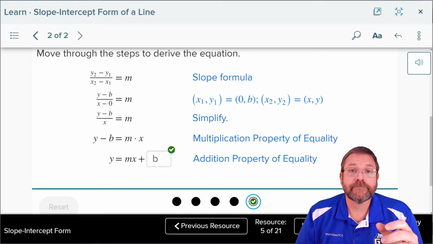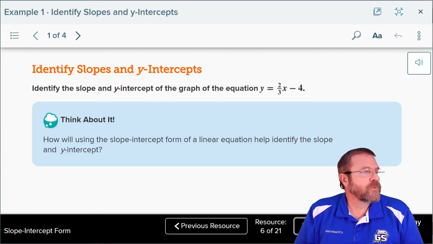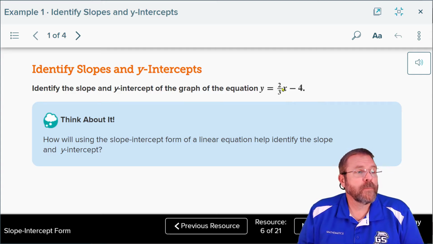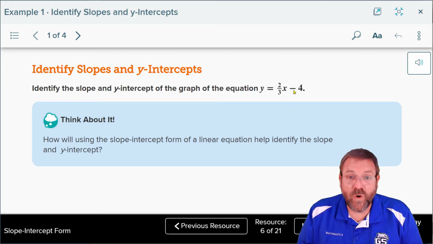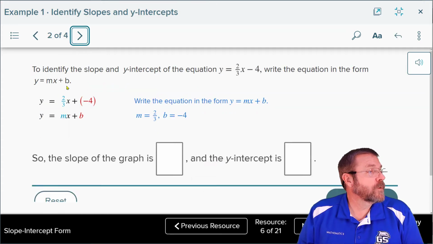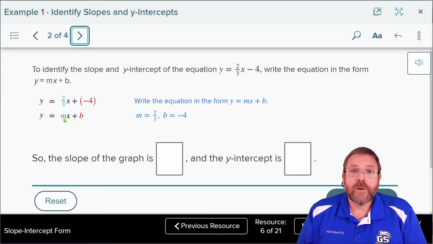Now, for example 1, they want us to identify the slope and the y-intercept. It's really going to be super simple. Your slope is right there, 2/3. Your y-intercept, -4. That's all there is to doing this, guys. I mean, it really is that simple. So they have listed, write the equation in the form y equals mx plus b, which it already is. Your m value is going to be your slope. Your b value is going to be your y-intercept.